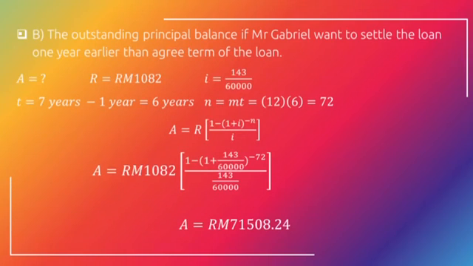In this presentation, I'm going to present question B and the conclusion. As you can see, question B stated the outstanding principal balance if Mr. Gabriel wants to settle the loan 1 year earlier than the agreed term of the loan. So this question wants to find the amount of loan, the A. So the A is still a mystery.